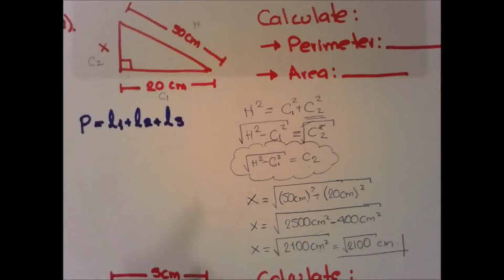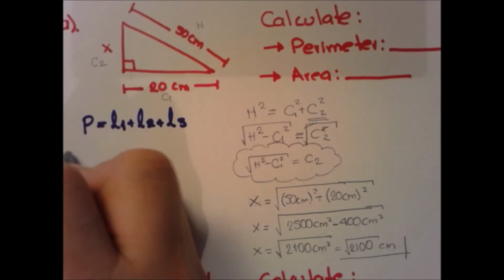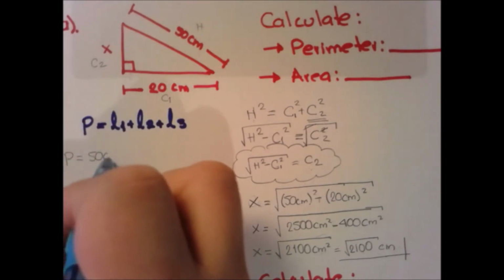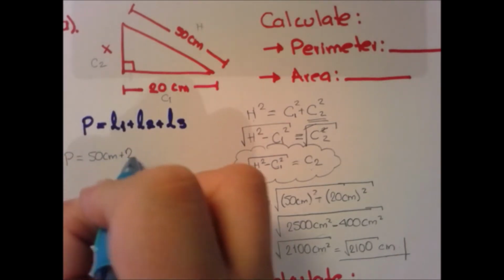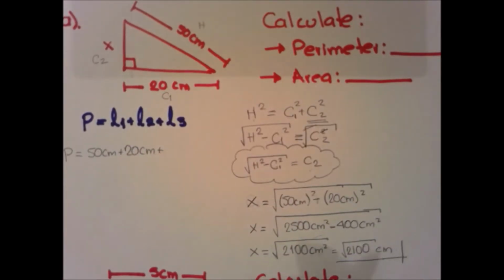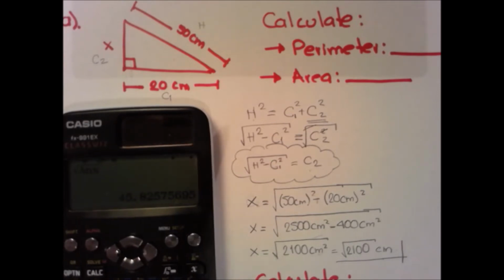Well, and we used the Pythagoras theorem. So now I can calculate the perimeter, and I can say that this is going to be 50 centimeters plus 20 centimeters plus, instead of using this one, 45.82, etc., etc. What are we going to do?